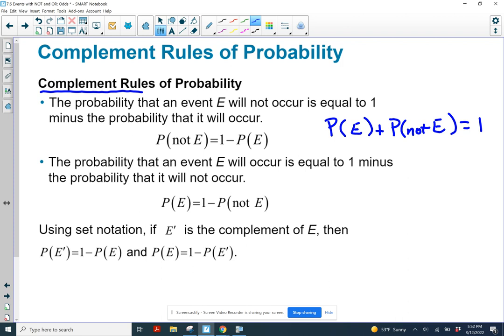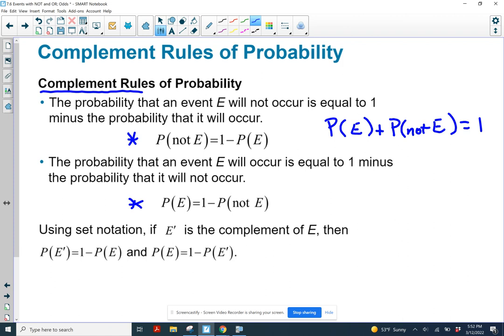Okay, so if we switch that around and we subtract a little bit, we get this. Or we can subtract in the other order and get the probability of E equals 1 minus the probability of not E. And sometimes it's easier to calculate probability that way, because it might be really easy to calculate the probability of E directly, but maybe not so easy to calculate the probability of not E. That was a lot of nots.